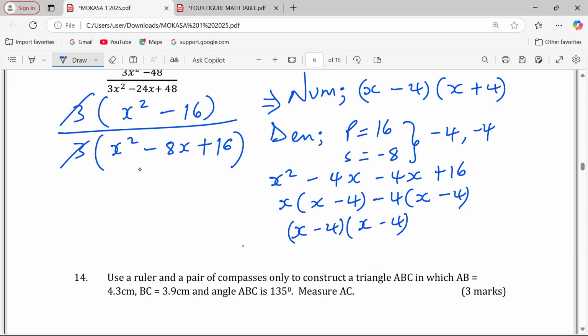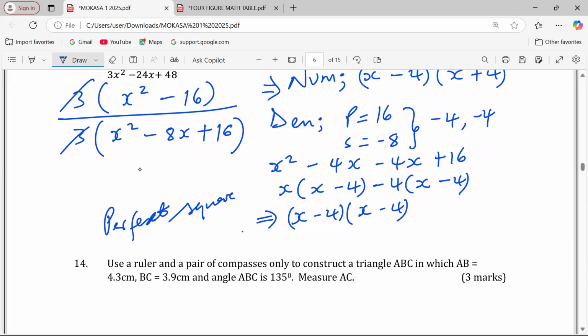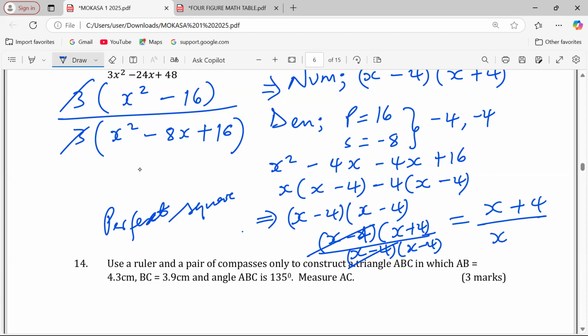When we combine, it's good to know that you see it's a repeated root after factorization. This one is called a perfect square. So now we'll be combining the numerator x minus 4, x plus 4, divided by x minus 4, x minus 4. So that we have this one cancelling with this, and we have x plus 4 over x minus 4 that way. So that is now the most simplified.